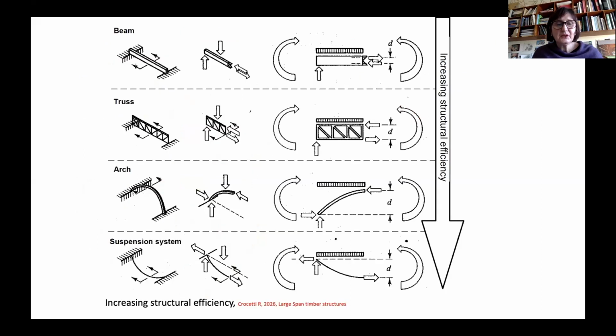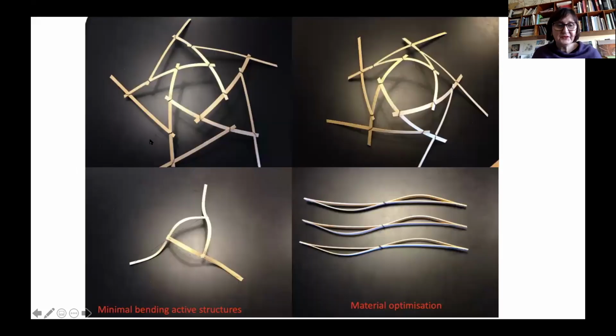If we look at how structures behave, and if we wish to increase structural efficiency, these diagrams show that actually if we use arches, it's a lot better than using a truss, which is a lot better than using a beam. So an example of a very efficient structure is this little dome that we built, where we worked with minimal bending-active structures, and we tried to optimize the material.